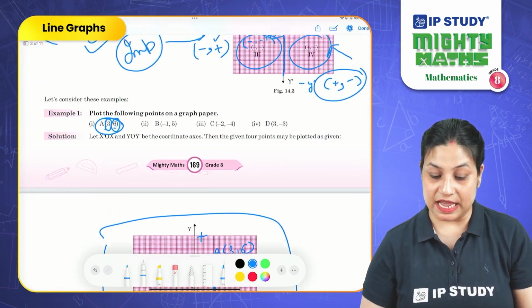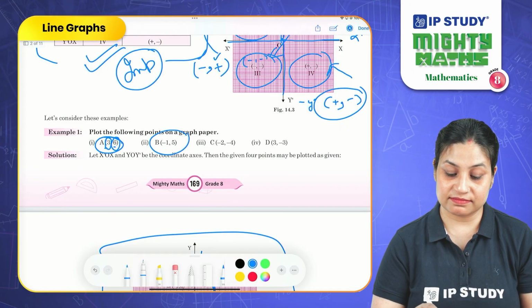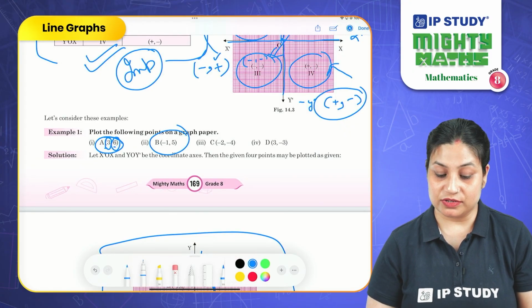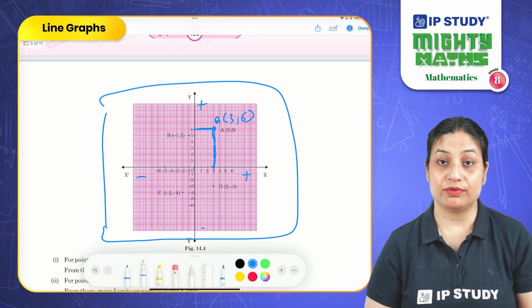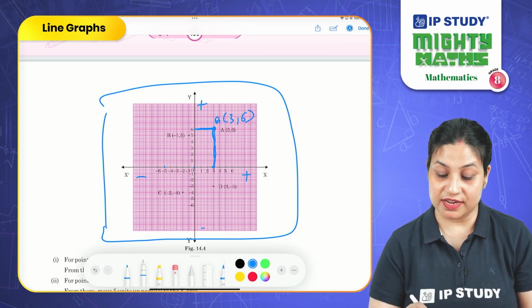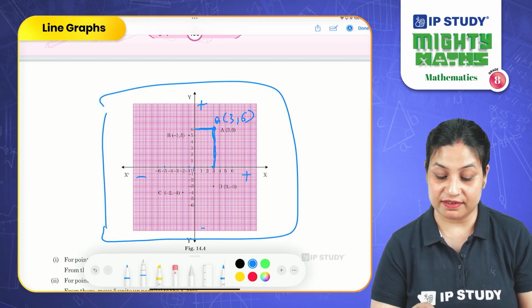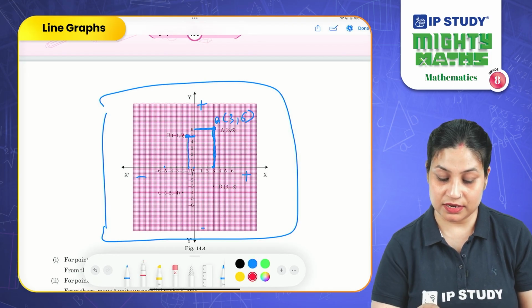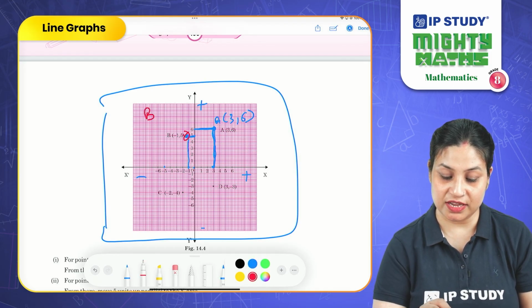Now let's take another example. Another example is (-1, 5). So here, first of all, we have to check where -1 is on the x-axis. So -1 is here. And where is 5 on the y-axis? 5 is here. So the point corresponding to the x-axis and the y-axis is here. This particular point is representing point B, where -1 is representing the x-coordinate and 5 is representing the y-coordinate.